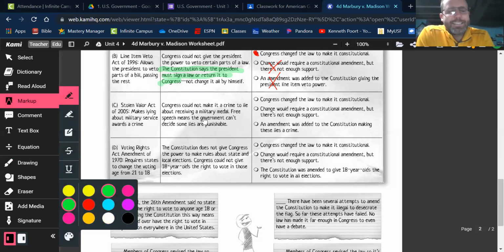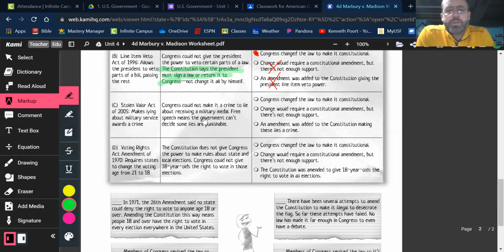The Supreme Court says, we don't know about this law. I don't know if this is constitutional. Congress could not make it a crime to lie about receiving military medals. Free speech means the government can't decide that some lies are punishable. All right. So that line, I think, sums it up best.